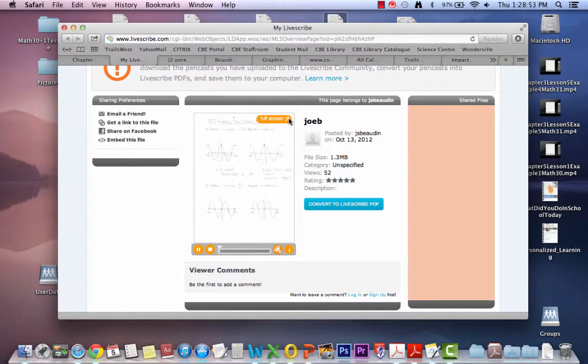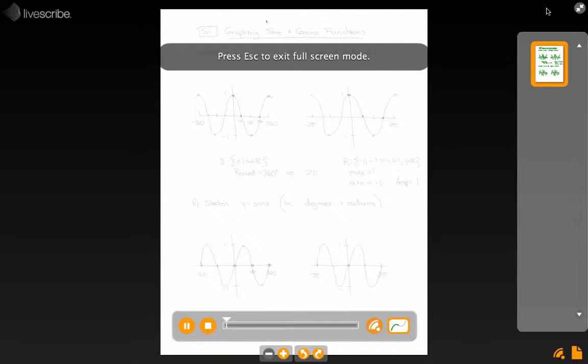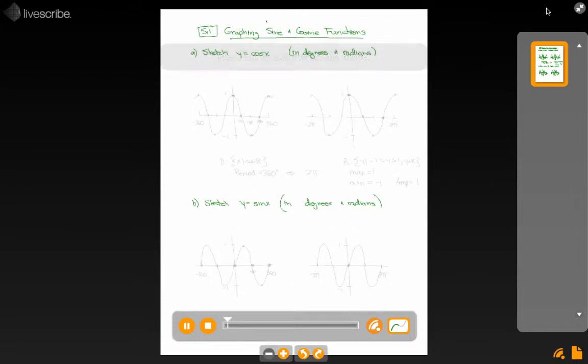This example comes out of section 5.1, graphing sine and cosine functions. In this example, we're going to take a look at the graphs of y equals cos x in degrees and radians and the graph of y equals sine x in degrees and radians. These will be relatively rough jobs without a ruler, but y equals cos x, we'll make two graphs.